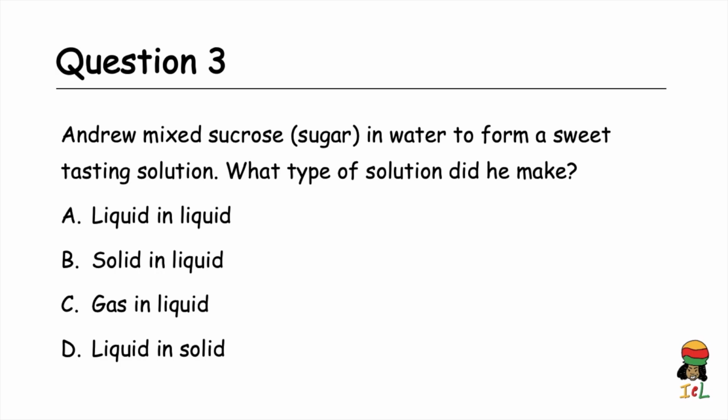Question 3. Andrew mixed sucrose, which is sugar, in water to form a sweet tasting solution. What type of solution did he make? A. Liquid in liquid. B. Solid in liquid. C. Gas in liquid. D. Liquid in solid. The answer is solid in liquid. Of course, sucrose is a solid and water is a liquid.